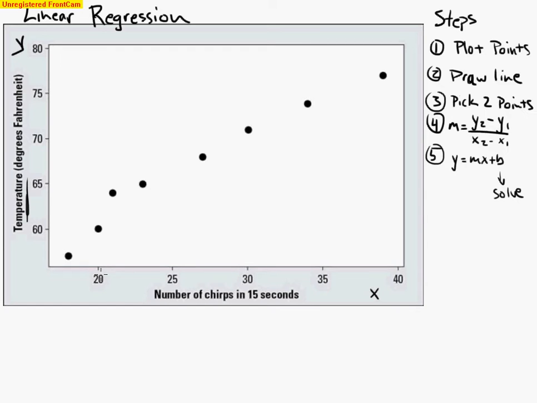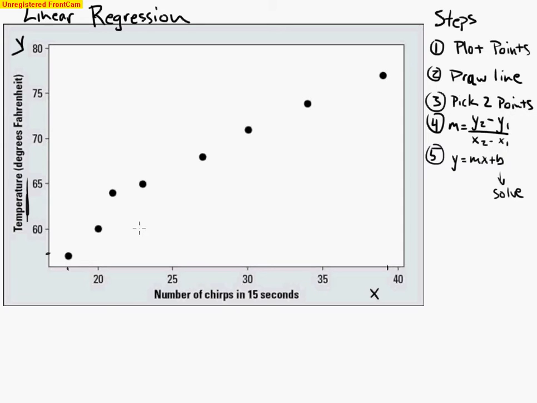And birds, when it gets warmer, they seem to be happier, and so they chirp more. So in 15 seconds, I have this bird way up here who's chirping tons of times. And then way down here, I had this really cold bird who's not chirping very much at all.